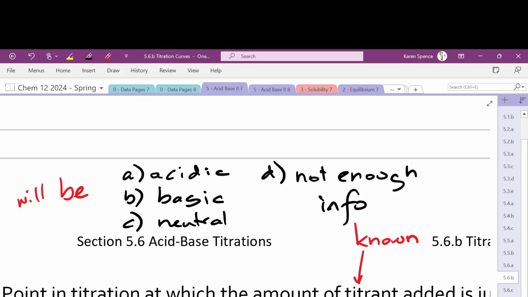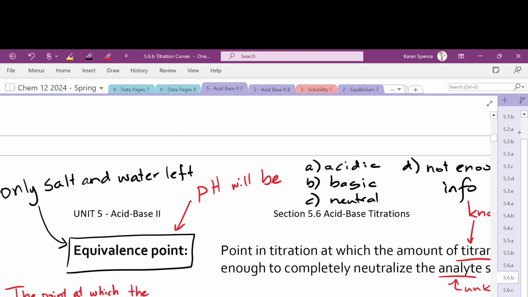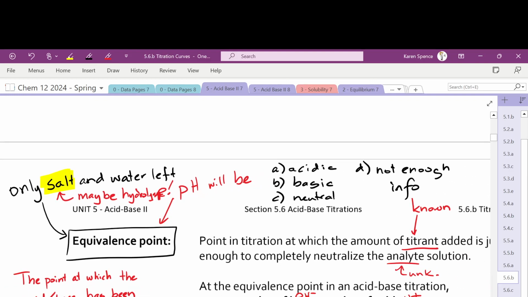D. Oh, there's not enough information. What do we have in our beaker when we've neutralized all the acid and the base? We have salt and water. What do we know about salts? Their ions might be able to hydrolyze. So we don't have enough information yet because I haven't told you what the salt is. Okay, so maybe hydrolyze. And that means we have not enough information.